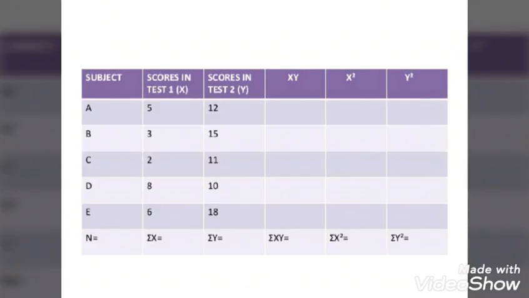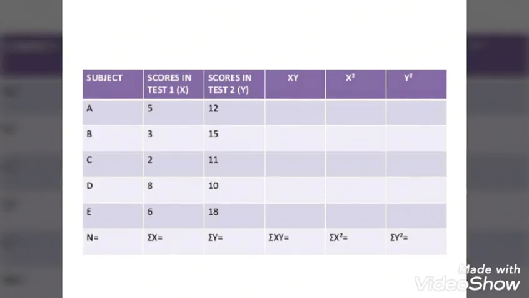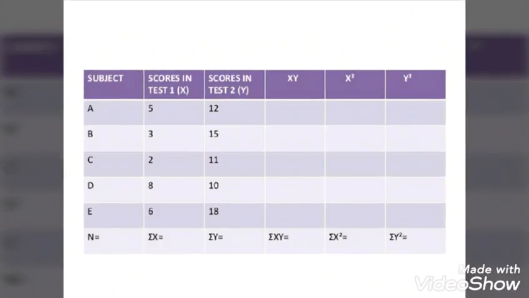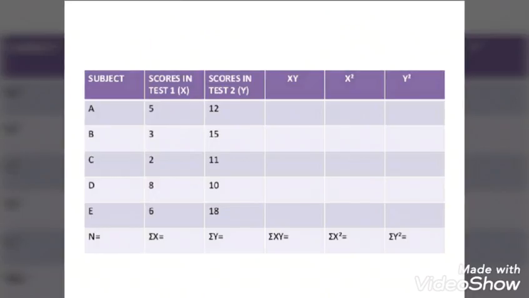Then x, you can take sigma x and you have to total all the x values. Then you have to total all the y values. Then you have to calculate xy. For calculating xy, you have to multiply x into y. That is A value, B value, C value, D value, E value you have to calculate. Then you have to square the x value and square the y value. Then you will get sigma x square and sigma y square.